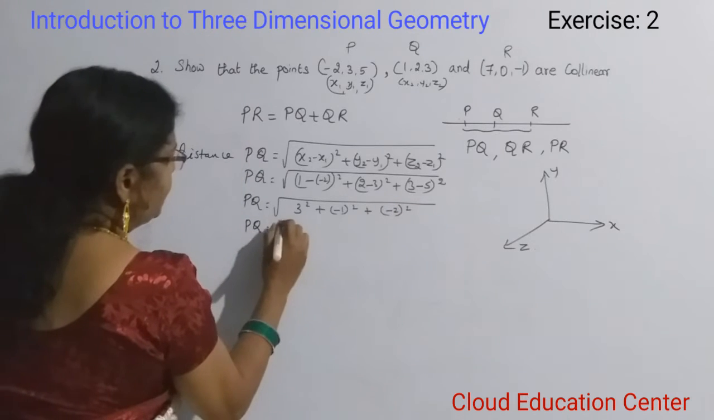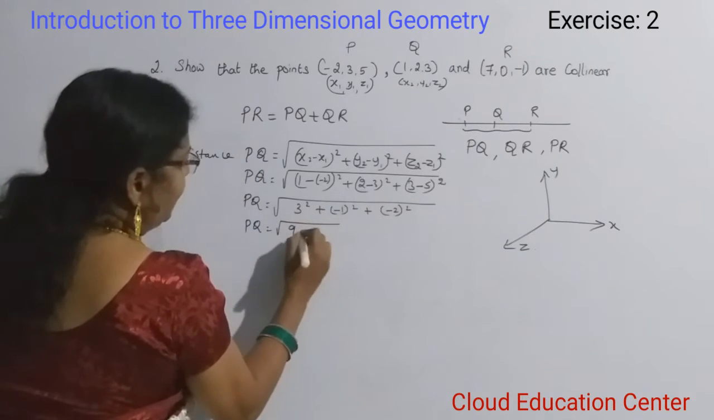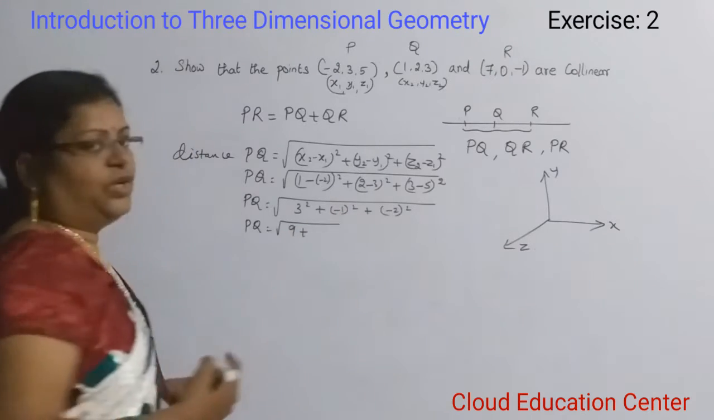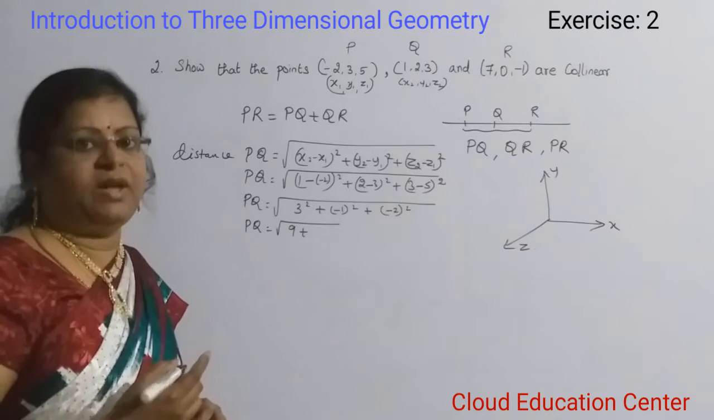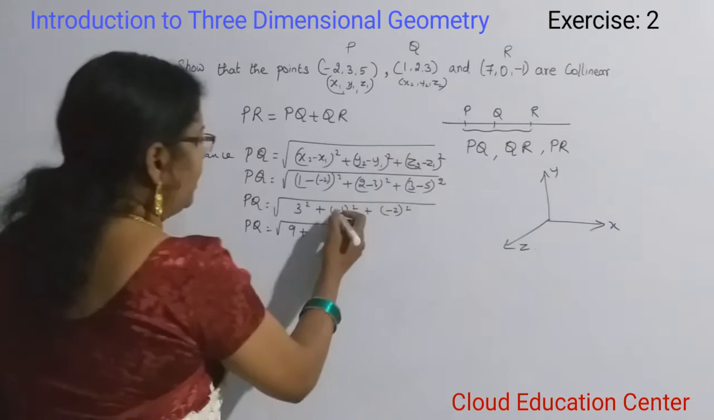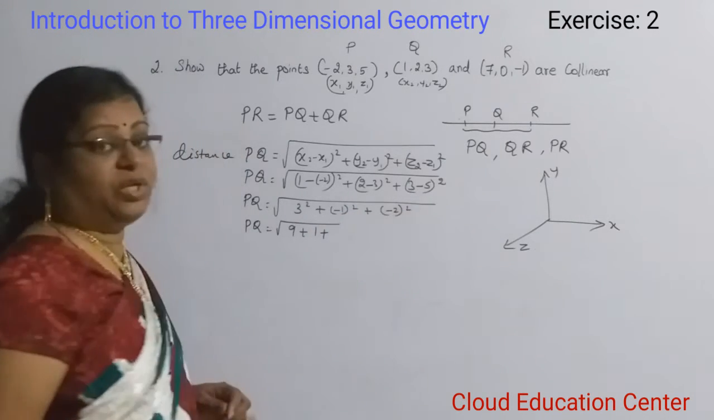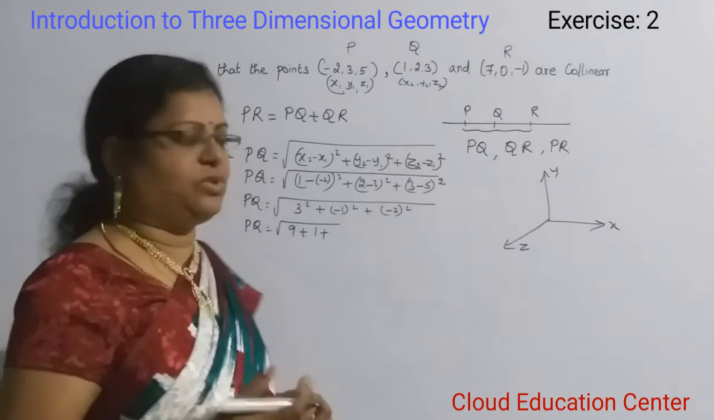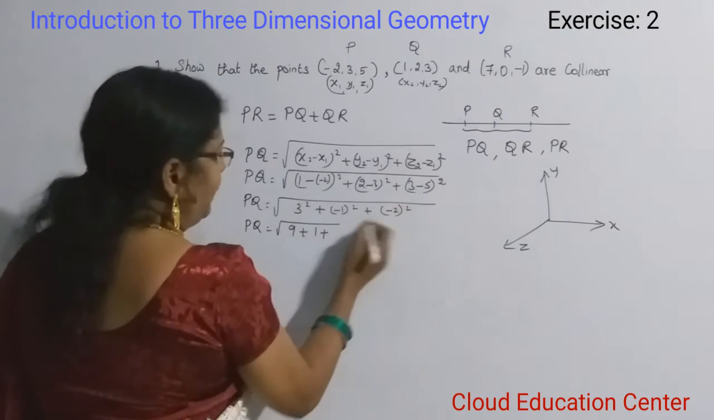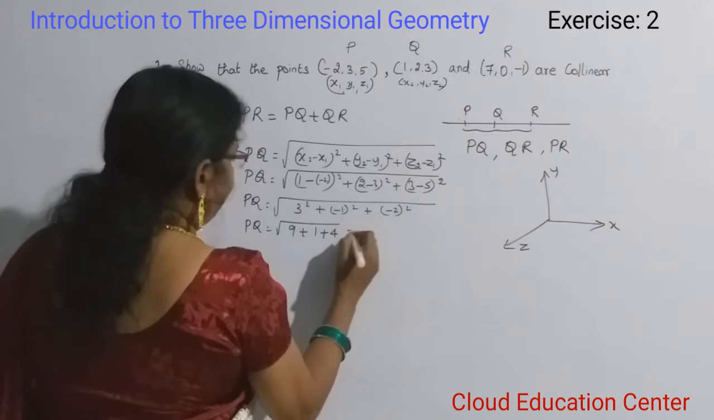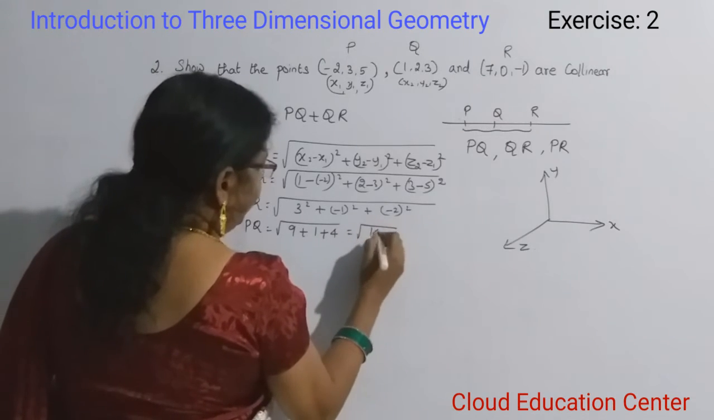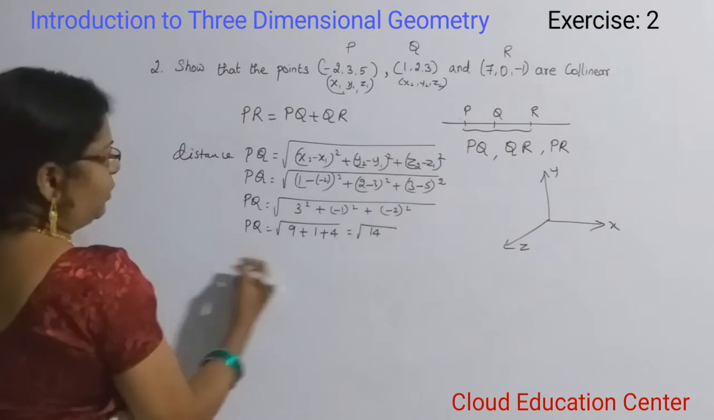So PQ equals the square root of 3 square, which is 9, plus minus 1 squared. When you square a negative value, it becomes positive, so that is 1, plus here also the same thing, the negative becomes positive, 2 squared is 4. So how much will we get? Square root of 14. So PQ is nothing but root 14.